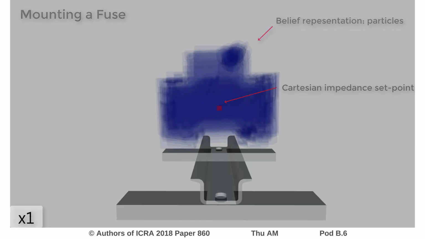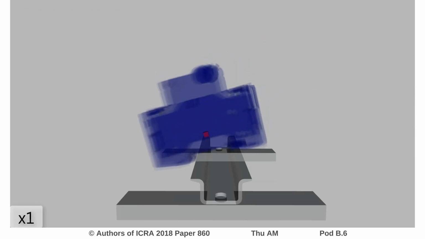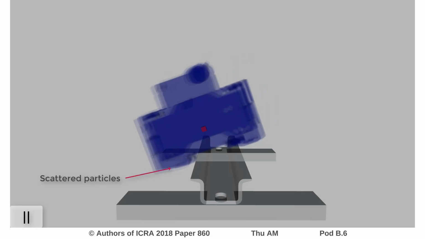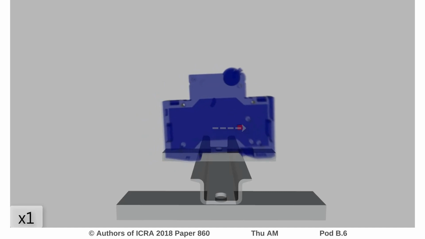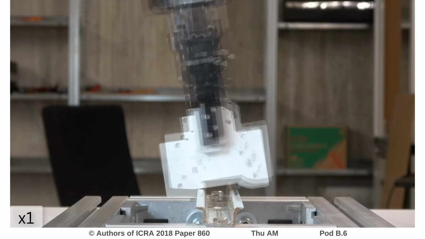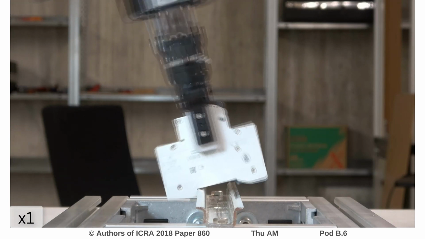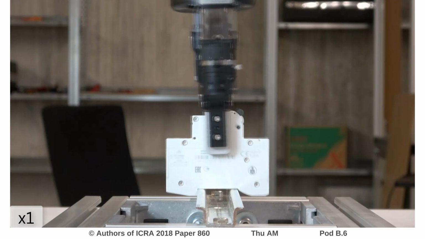The application of mounting an electrical fuse onto a top-head rail aims to demonstrate the industrial relevance of our approach. The generated trajectories fulfill the task at hand even in the presence of considerable uncertainties and very low part tolerances. The overlaid executions of the planned trajectory on a real robot demonstrate the planner's ability to systematically overcome system uncertainties.